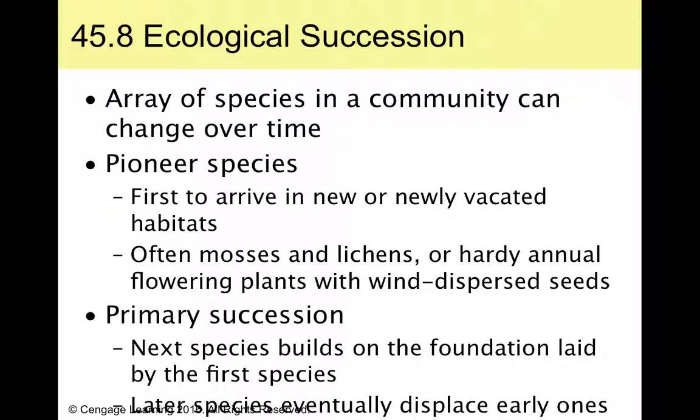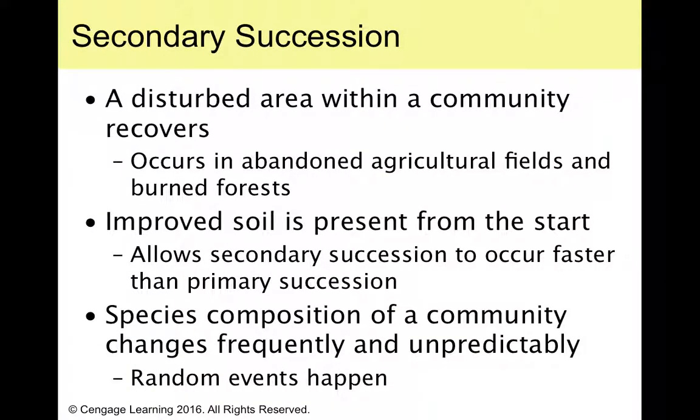In succession, the next species is going to build on the foundation laid by the first species, and later species displace the earlier ones. So there's primary succession and secondary succession. Primary succession occurs on bare rock where there's no soil, and secondary succession occurs where there is soil to start with. Bare rock is like a new volcanic island in the ocean. That's primary succession. Or a volcano where lava covered the area and there's no soil underneath. That's primary succession. Secondary succession, flood, fire, that kind of stuff.